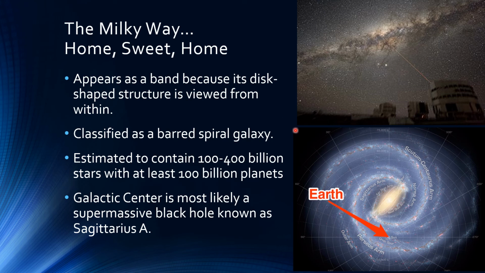It's classified as a barred spiral galaxy. It's classified as barred spiral because you can see here in the center, the central core is more bar-shaped than circular. Okay? It's estimated to contain 100 to 400 billion stars. Now, a lot of those stars have solar systems around them with at least 100 billion planets. Our galactic center is most likely a supermassive black hole that we've named Sagittarius A.